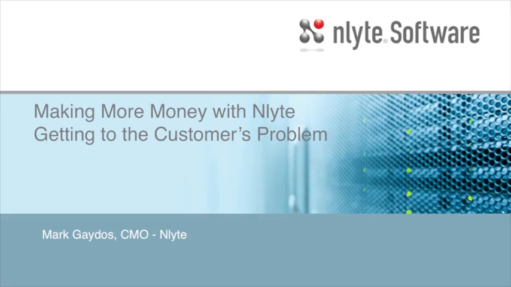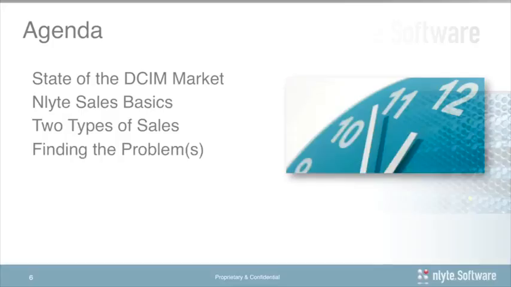Today's agenda: I'm going to start by talking about the DCIM market. What's happening with it? Is it growing? Is it contracting? Then I'll talk a little bit about Nlyte sales basics. There are really two types of sales that you have to quickly identify if you're going in to talk to a prospect, any type of company or government organization. I'll talk about that, and then we'll talk about finding the problems. What is that real problem that Nlyte solves? So without further ado, let's continue.